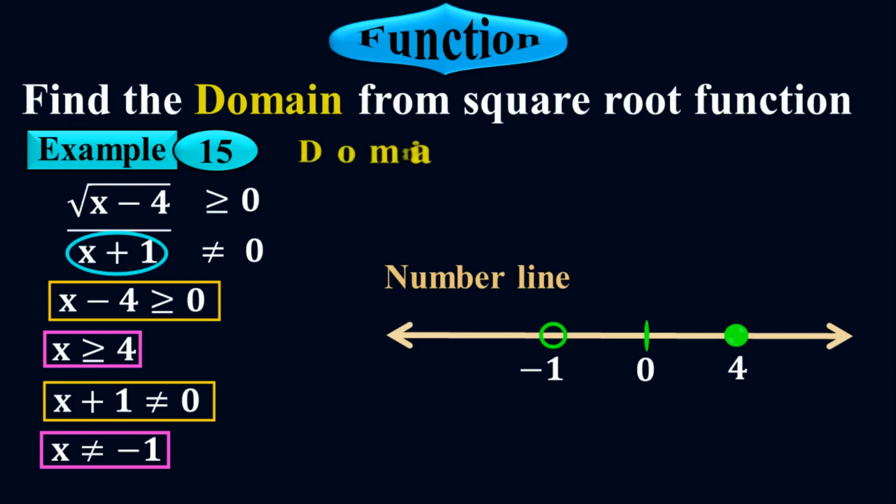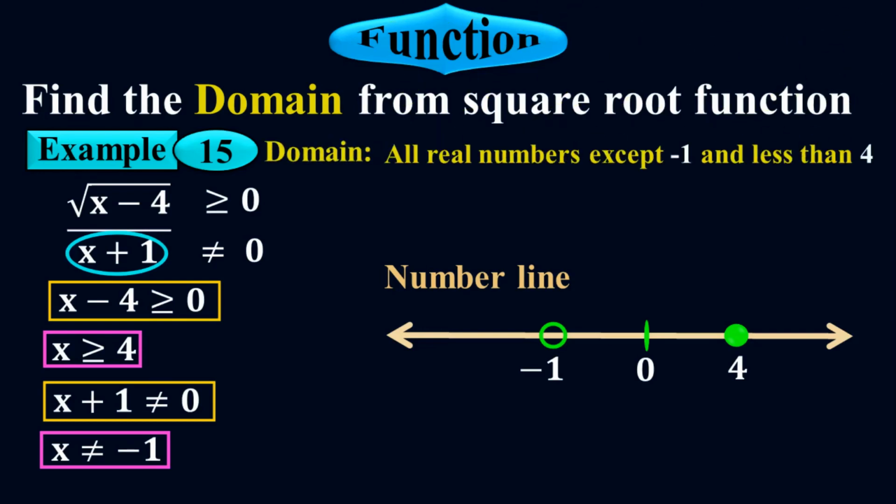What will be my domain? My domain will be all real numbers except negative 1 and less than 4. I can go for any real numbers except negative 1 or less than 4. This will be my answer for the domain. Because remember, according to the first condition, x must be greater than or equal to 4, which means that I must go in the right direction up to positive infinity. I cannot go below 4. And the second condition says that x cannot be equal to negative 1, which means that I don't need at all to go below 4, because neither do I need it in the first condition nor in the second condition. It's pretty clear that I can only go above 4 in the positive direction.